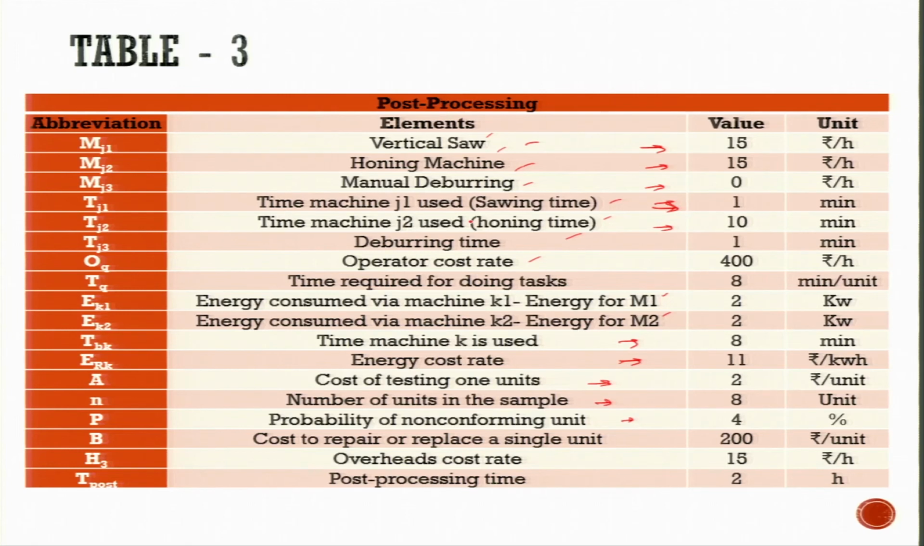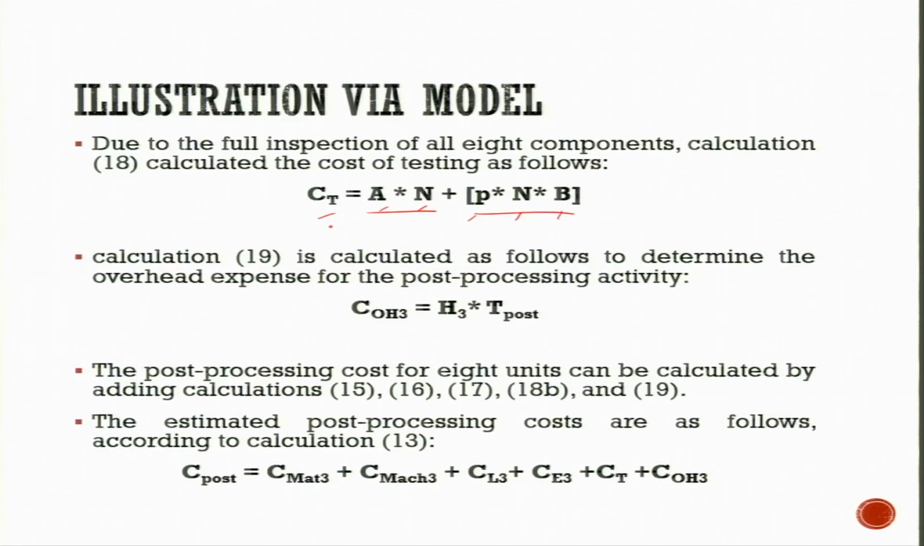So, it is given 4% probability, right, number of units are 8 and the cost of the repair of the unit is rupees 200 per unit. So, these are some costs which are put here. Then A into N would turn up as 2 into 8 plus probability which is given as 4%, that is 0.04 into 8 into the cost of replacement, that is 200. So, this gives me this value as 16 plus 64 is equal to rupees 80.